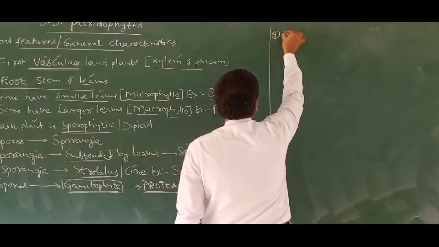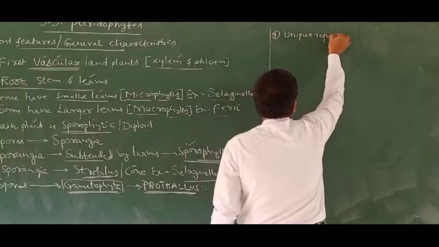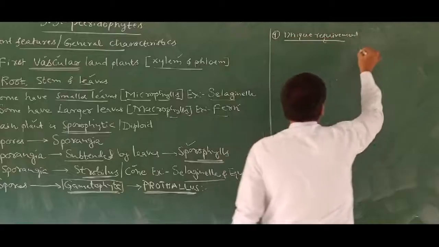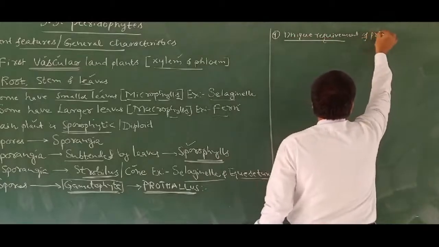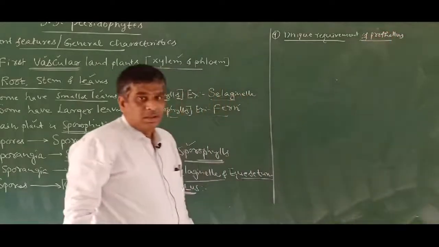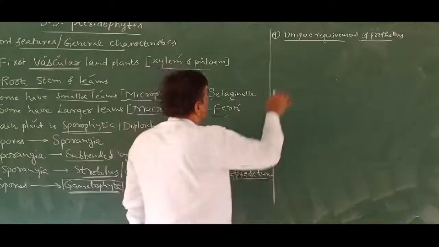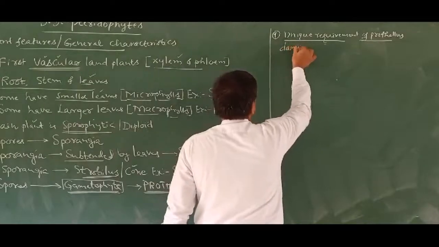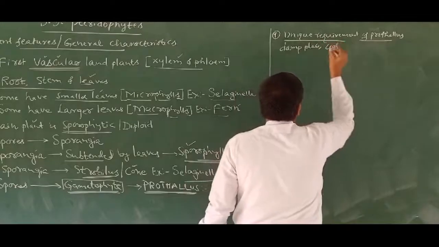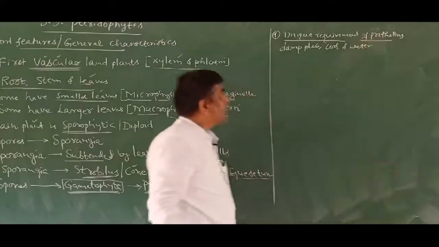requires unique conditions. It requires specific conditions. Here we have to understand this unique requirement of prothallus. What is that specific requirement? It requires a damp place, a cool place, and water is required for the transport of gametes.